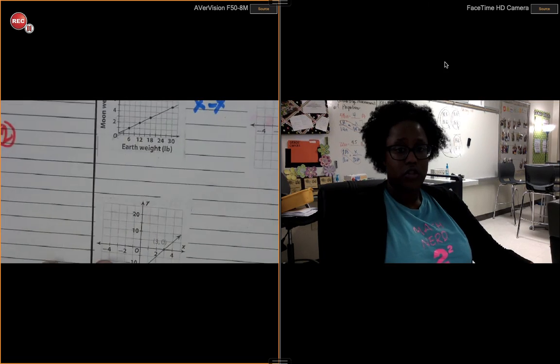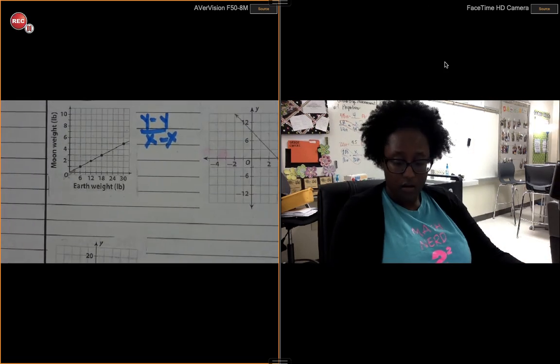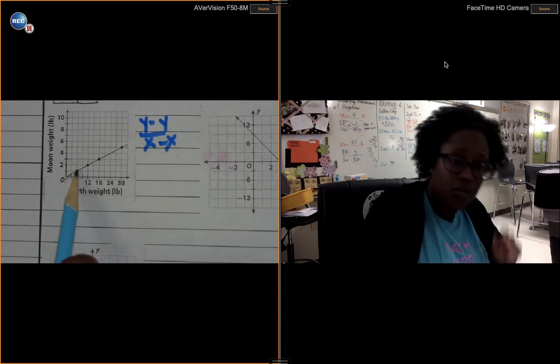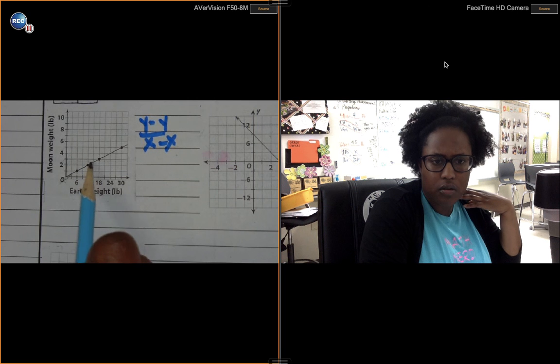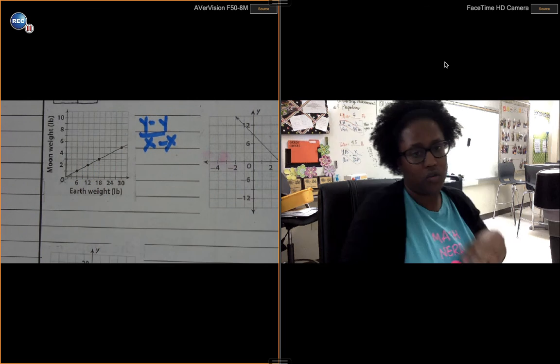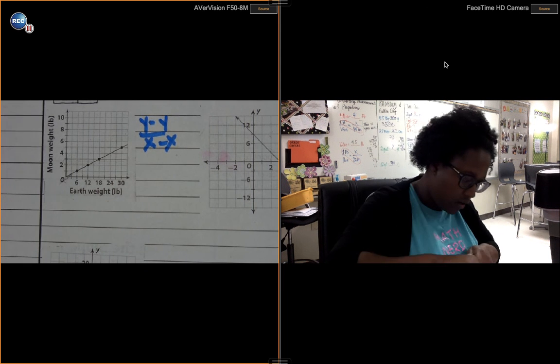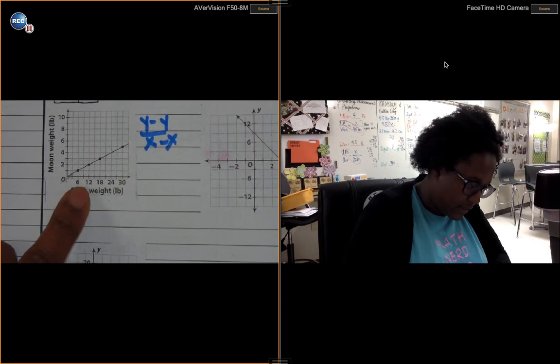So going back to this one right here, these I believe are actually all on a corner. This is a corner, this is a corner, this is a corner, and this is a corner. So those are definitely on corners. So the first thing we're going to do is we're going to write down what our coordinate points are. So this coordinate point is 6, 1.